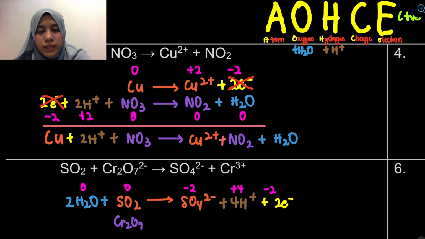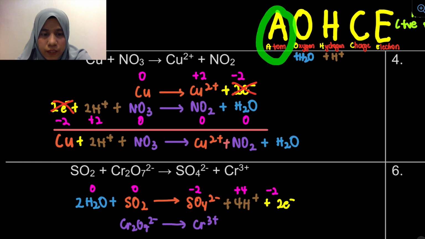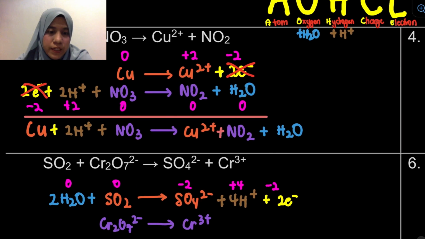So chromium ni jadi chromium 3+. Yang ini, make sure check balik. Chromium kita ni, for the first one ni, atom ni, chromium kat sini ada 2 sebenarnya. Cr2. Here is only 1. So times lah, chromium kita dekat 2. Yang ni yang lain kan.